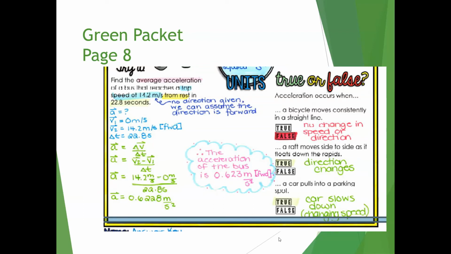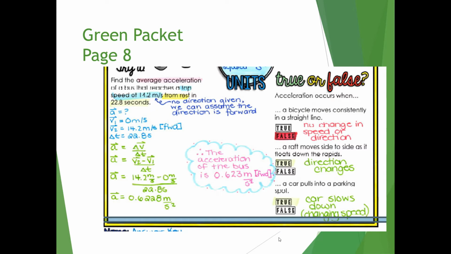So continuing on with the answers at the bottom of page 8. The first question was about the bus. It asks you to find the average acceleration of a bus that reaches a top speed of 14.2 meters per second from rest. Since there's no direction given, we can assume the direction is forward, because that's the most likely direction of a bus traveling at that speed. And they gave us a time of 22.8 seconds.